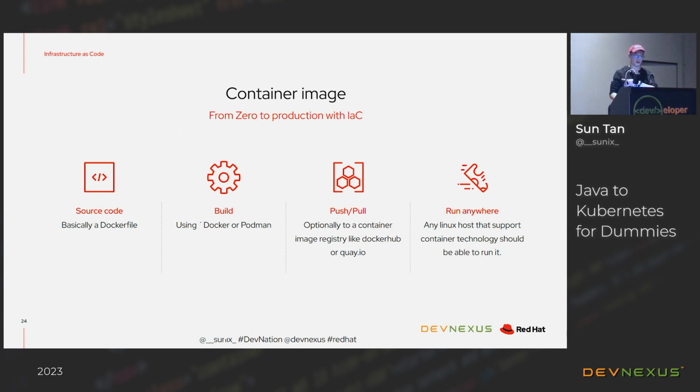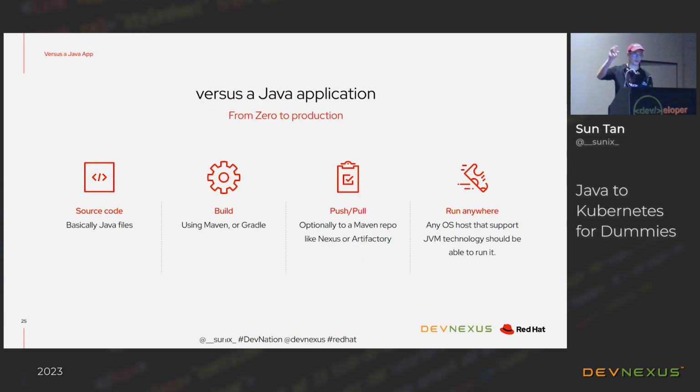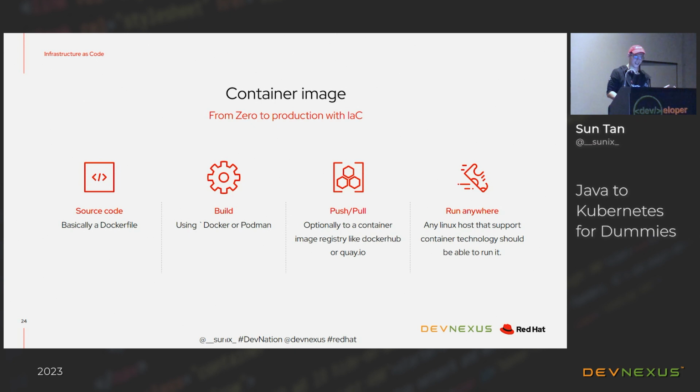And there's another slide. It's slightly different, but quite the same. This is how we are deploying a Java application. So we start from the Java file. Then we use Maven or Gradle to build the project. And then we can push it to a Maven repo, like Nexus or anything else. And then you can run it anywhere you have a JVM. And if you have a look at the previous slide, you see it's quite the same. And to me, this is why Docker is so successful.